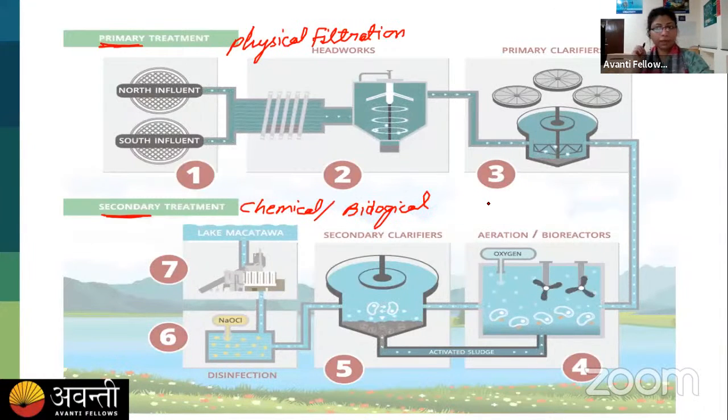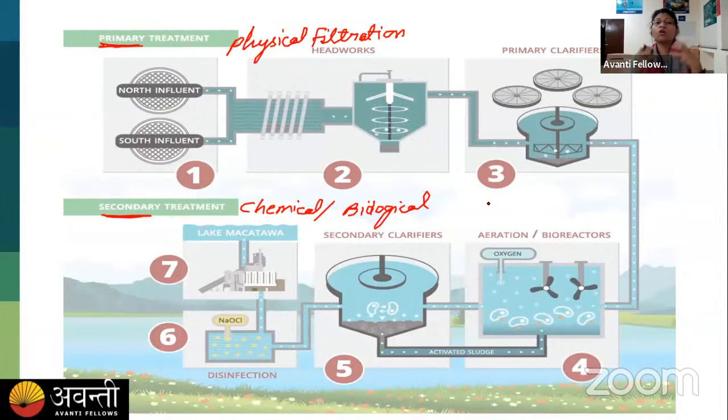In the primary treatment, we are providing the physical treatment or the filtration. In secondary treatment, we are doing the chemical and the biological treatment. So what happens in the primary phase? In the primary treatment, we have to remove all the suspended particles.